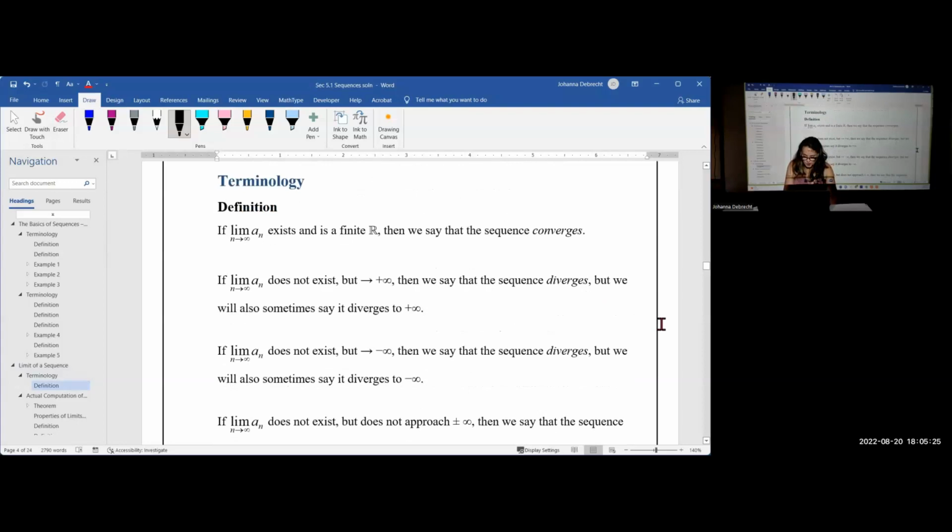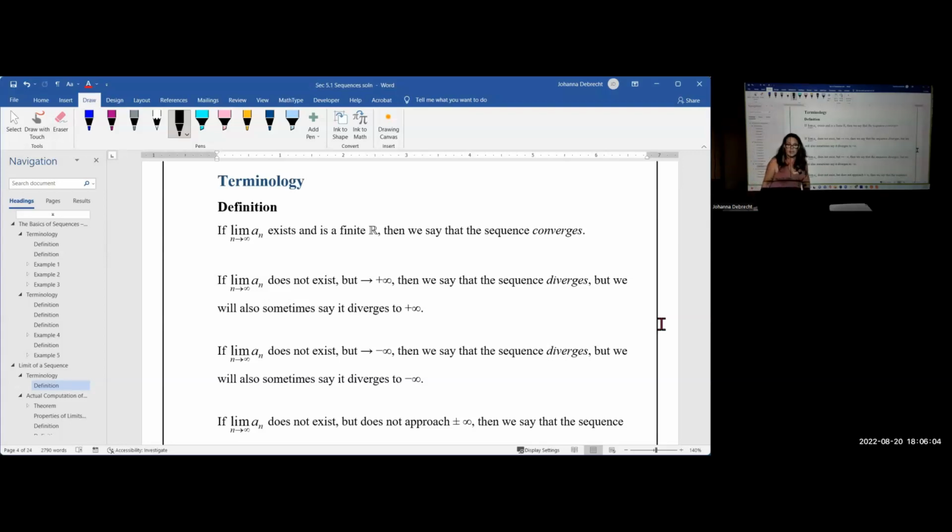So here's some more terminology for you. If the limit as n goes to infinity of a sequence exists, it's a finite real number, then we say the sequence converges, right? So we say it converges. If the limit as n goes to infinity of the sequence does not exist, but goes to infinity, we say that the sequence diverges, or we may say it diverges to infinity. If the limit of the sequence doesn't exist, but goes to negative infinity, again, it diverges, and we may say it diverges to negative infinity.